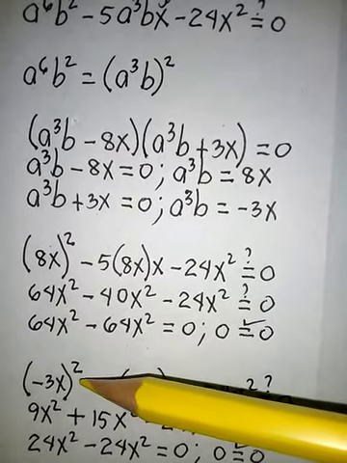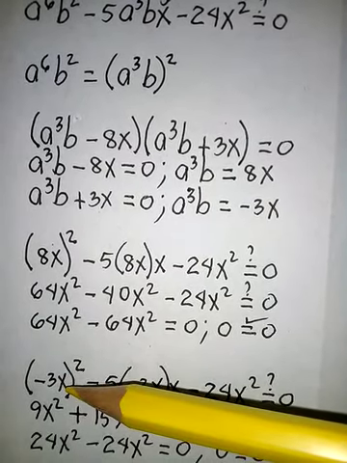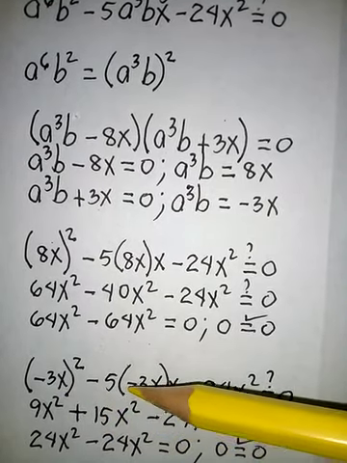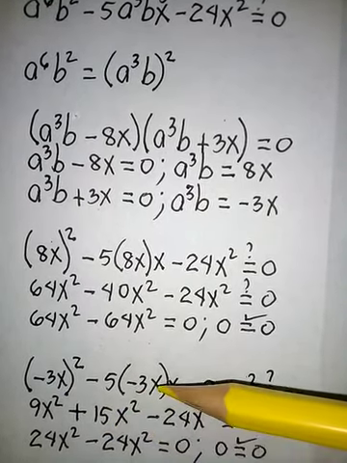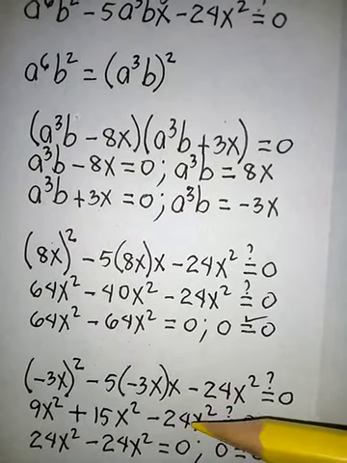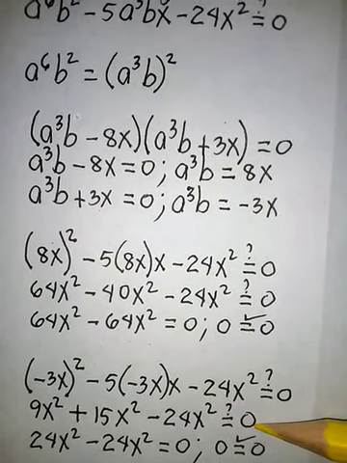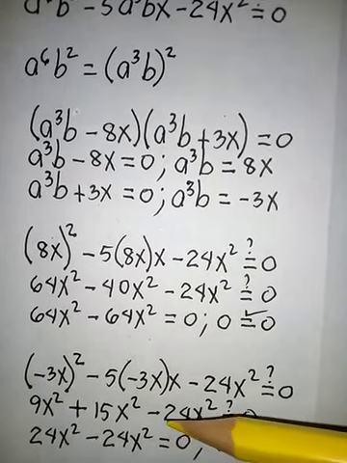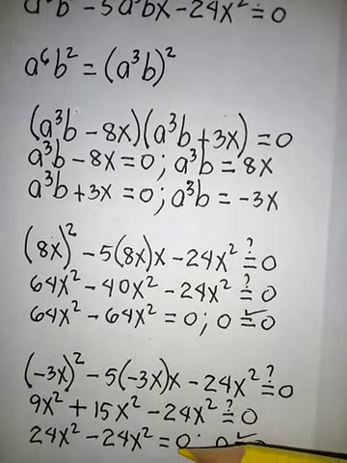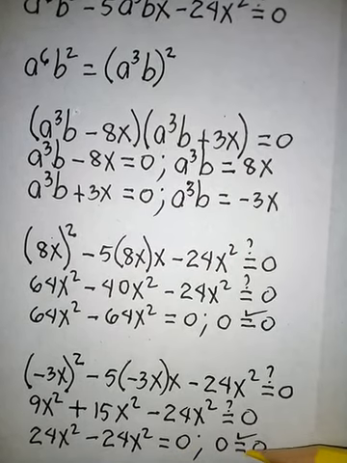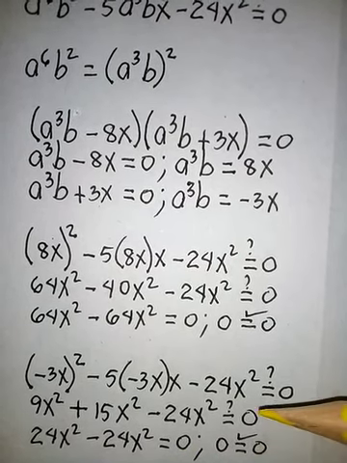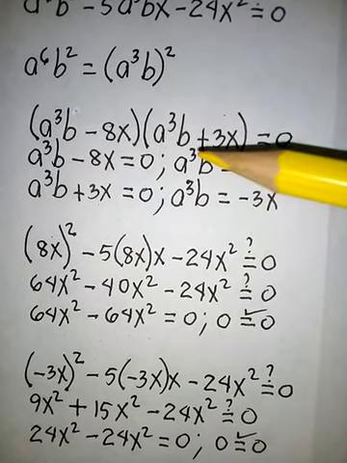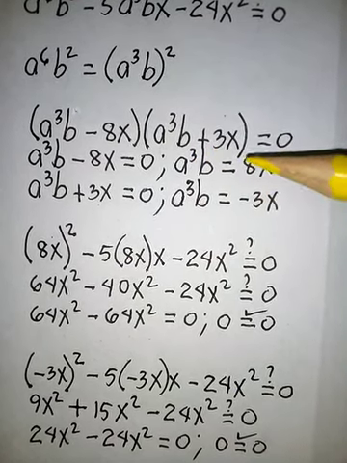So we have quantity negative 3x quantity squared is equal to 9x squared. And then negative 5 times negative 3 is positive 15. X times x is equal to x squared. Minus 24x squared. Is this equal to 0? So we have 9 plus 15 is 24x squared. And then minus 24x squared is equal to 0. So 0 therefore is equal to 0. So that means that the other factor, a cubed b plus 3x, is correct.